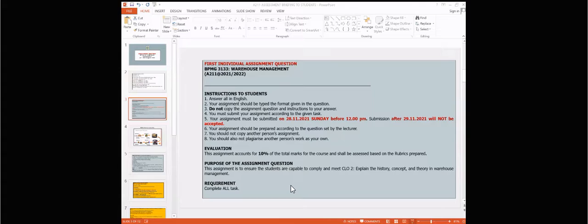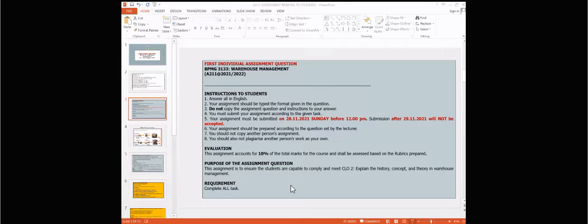This assignment accounts for 10% of the total marks for the course and shall be assessed based on the rubrics. We are going to evaluate you according to the entrepreneurial skills rubric. The purpose of this assignment is to ensure you are capable of complying with and meeting the learning outcome component. The requirement is to complete all tasks. You are supposed to write not more than 10 pages, excluding the references, of the report in flipbook.